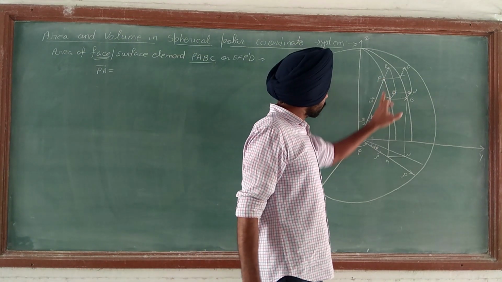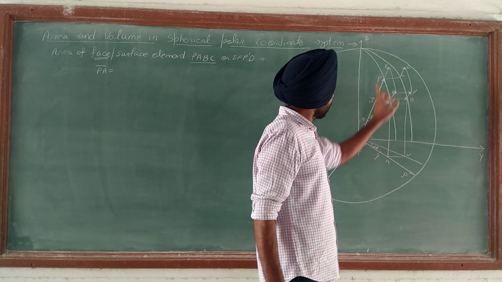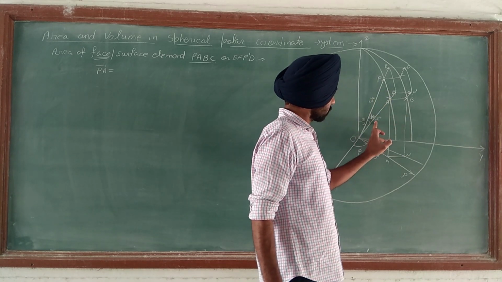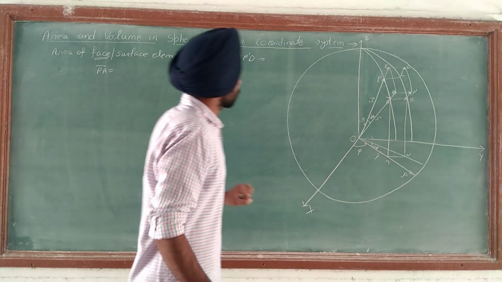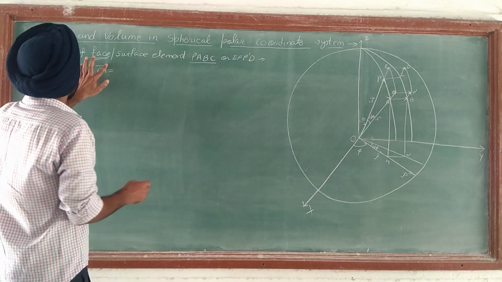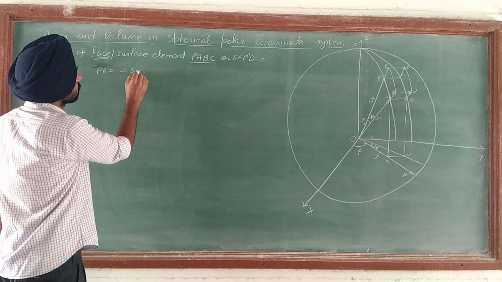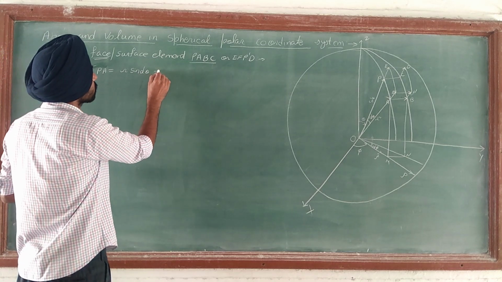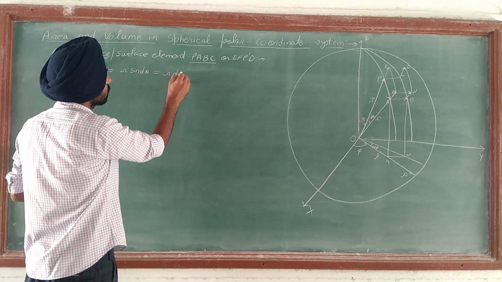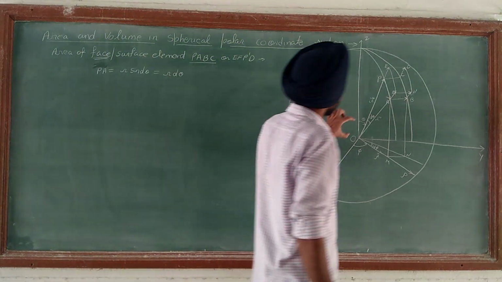PA is due to the change in angle dθ. So OP or OA is R, and this is a small PA, a small circular arc of radius R. That's why the magnitude of PA is R sin dθ. Since dθ is very small, we can write it as R dθ. You know this in mathematics very well.